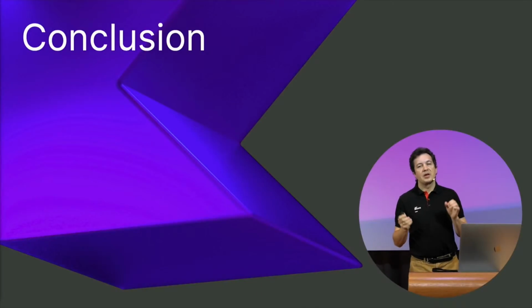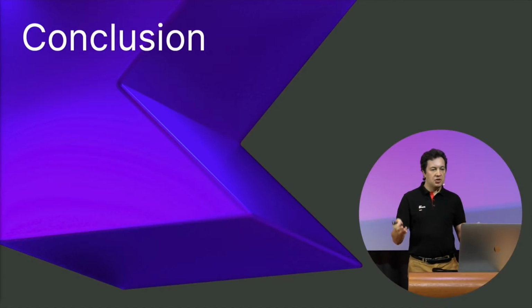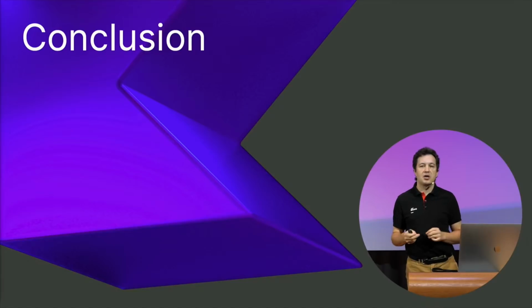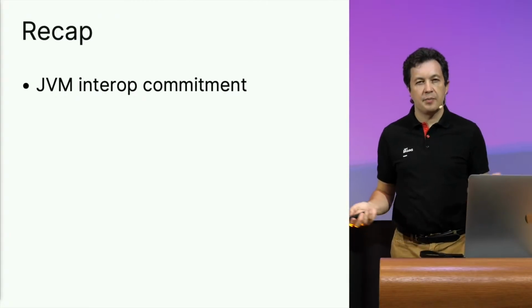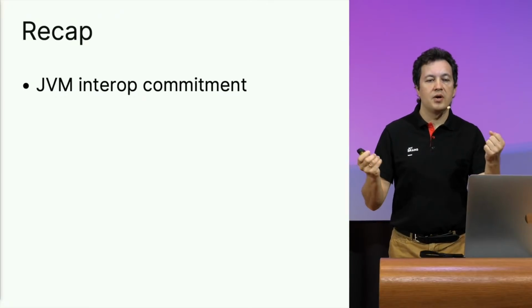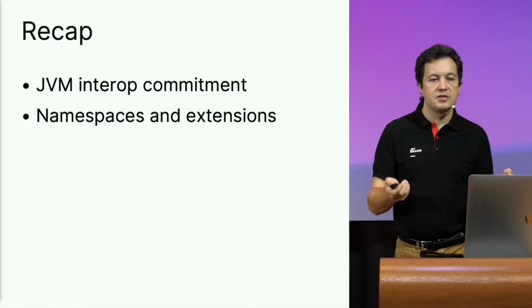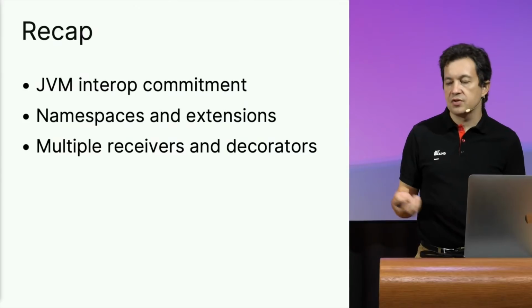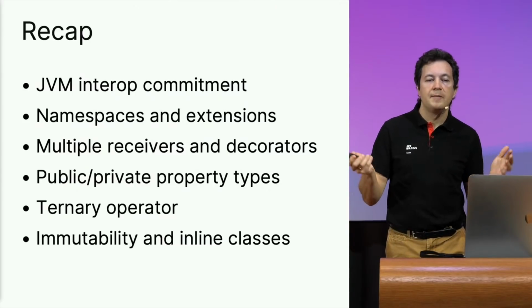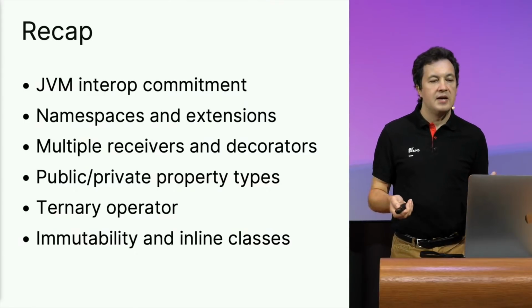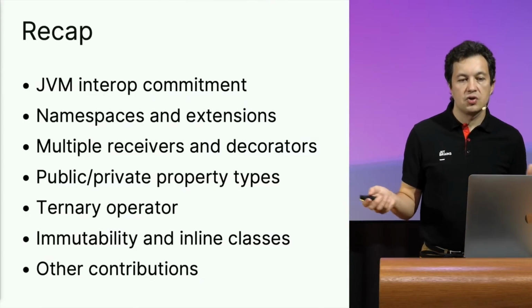So for conclusion, let's recap what we've managed to talk about. It's been a long talk, I know, and I definitely could not cover everything. We've talked about our commitment to JVM interoperability, namespaces and extensions in Kotlin, multiple receivers and decorators. We've talked about public-private property type changer operator, immutability in value-like classes, and other contributions to the Kotlin language.